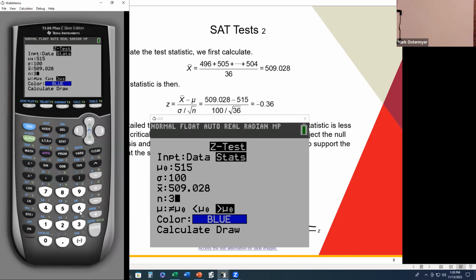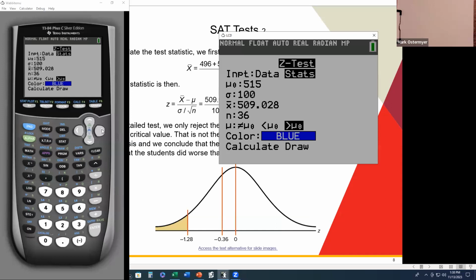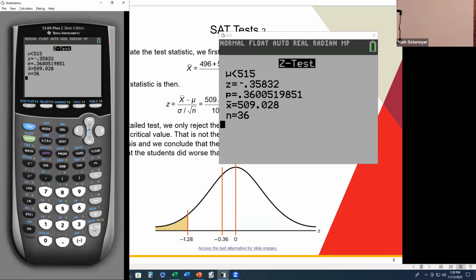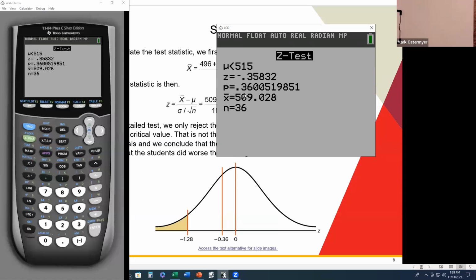Sample size was 36. Okay. This is what kind of a test? It's a lower tail test. Must select lower tail, go down to calculate. And we're ready to conduct a z-test, and it's done. Notice our test statistic is about negative 0.358, negative 0.36 is what they got using the formula. Notice our p-value is 0.36.